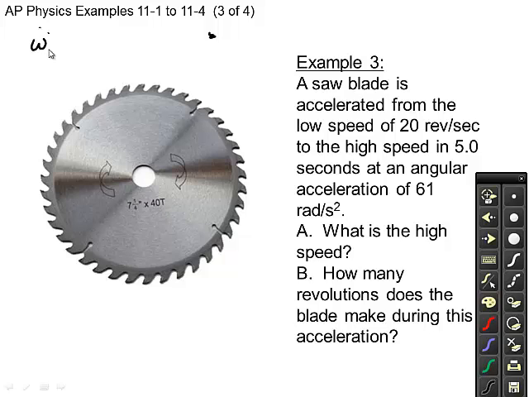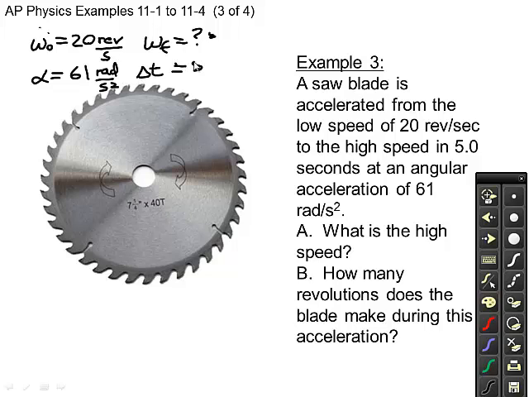Okay, omega initial is the low speed. We'll call it 20 revolutions per second. Check out the units. Not so happy, right? The acceleration is 61 radians per second squared. Omega final, that's what we're trying to find. Delta t, we know this change occurs in 5 seconds.